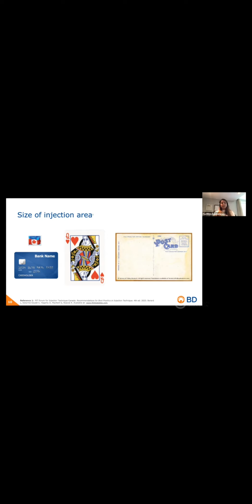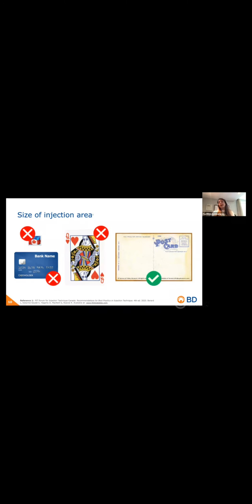So if in your counseling area, you can have either paper cutouts or even live visual aids of a playing card, a postcard, a bank card, and a postage stamp, you can really ask the patient the question, what do you think is the appropriate size of your injection area?